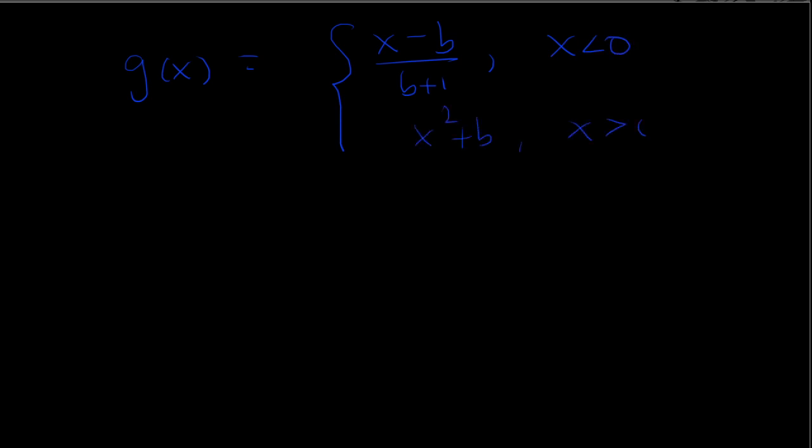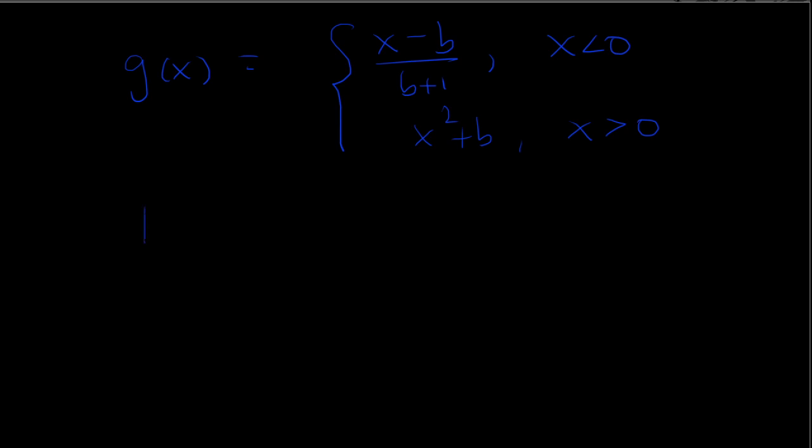Let's look at another example now. Here we'll be looking at another step piecewise function. So we want, for what value of b is g of x equal to (x minus b) over (b plus 1) if x is less than 0, and x squared plus b if x is greater than 0.